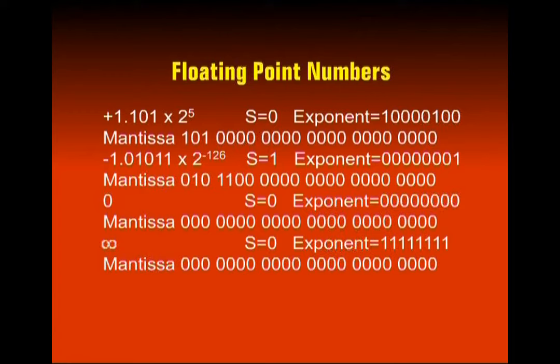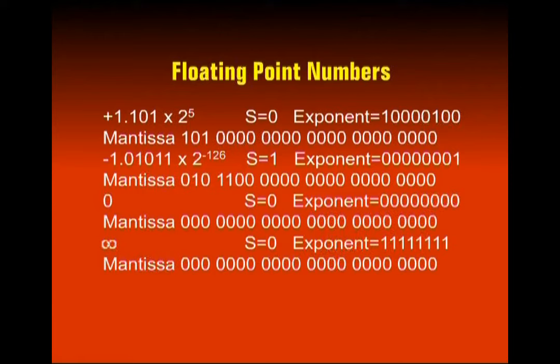What is the Mantissa part? Well, the number 1.101 into 2 power 5 is in its normalized form. So we forget about the 1 immediately to the left of the decimal point. It is considered to be a hidden 1. So the Mantissa part has the value 101, and all the remaining bits are set to 0.